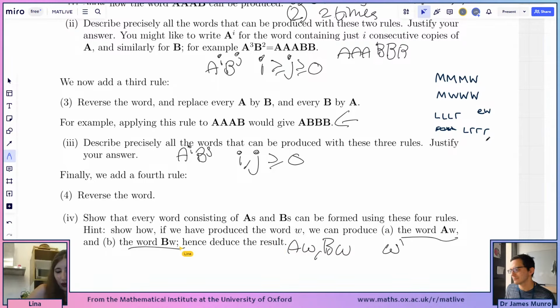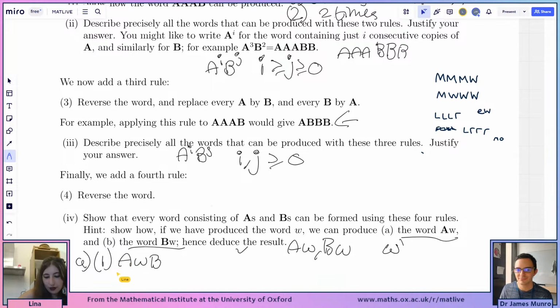So we have already deduced the result, but we still have to do parts A and B. So for part A, to produce the word AW, we can just apply rule 1. So this gives us AWB.